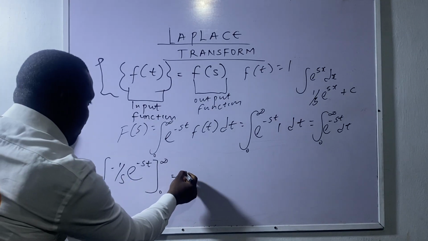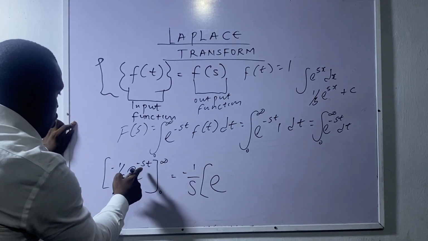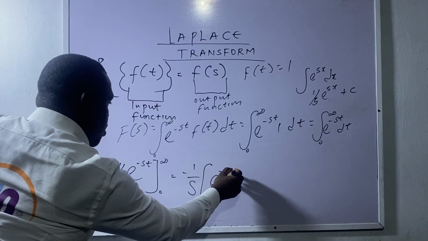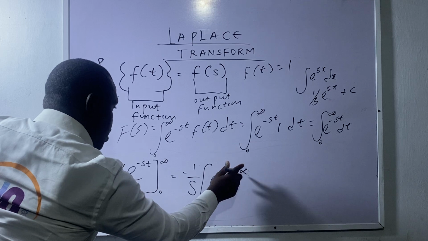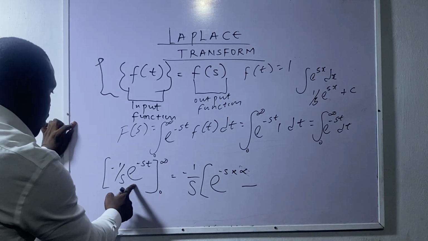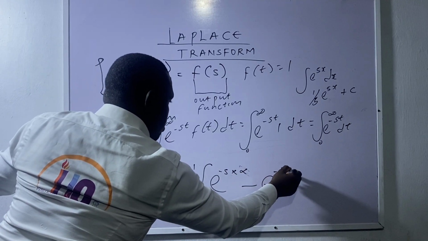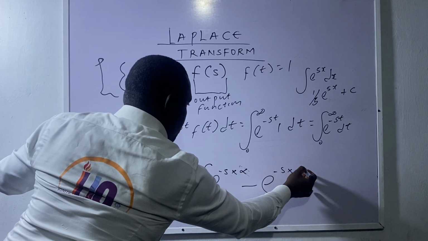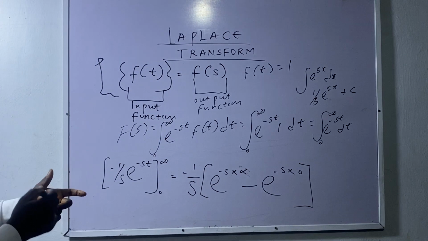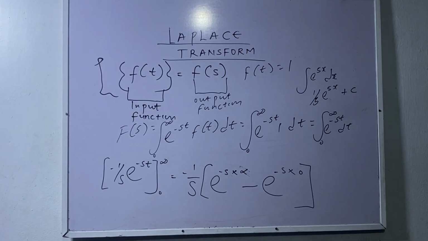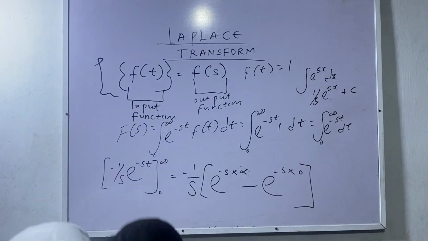So from here, you can put your s outside, and then you can do this. So what do you have? You have minus 1 over s multiplied by e to the minus s times infinity, minus e to the minus s times 0. Because it's a definite integral expression, that's why I'm doing it that way. Okay, so let me wipe the board somewhere there.